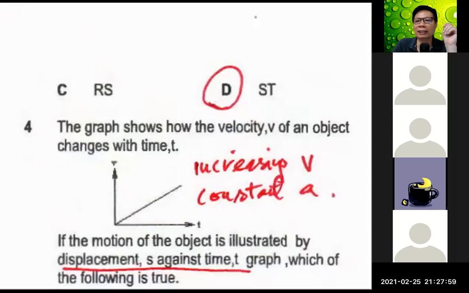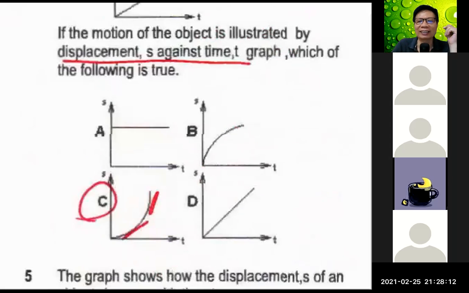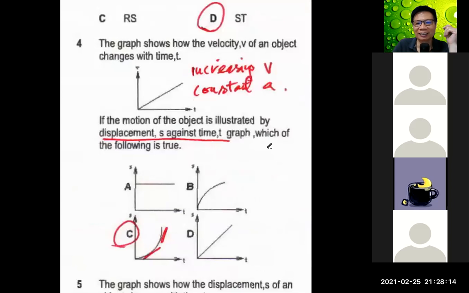3 people give answer. Bernard says C, Jiahe C, Abner C, so the answer must be C lah, because too many people say C. Okay, let's see, is it C? Yes, correct. The answer C. Okay. Displacement time graph like that is called increasing. This one is increasing velocity, correct? Not? Okay, so it's like that.